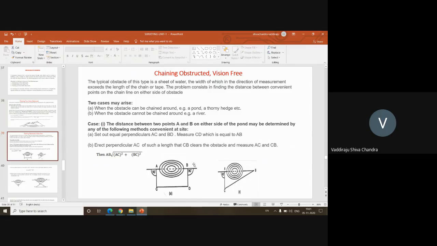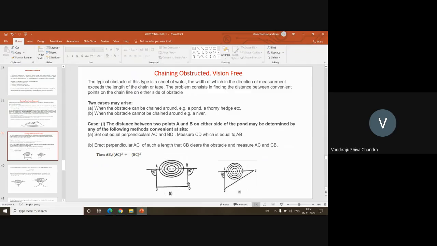Okay, where there is water available in between, I want to determine the distance between A and B, which are on either side of the water. So I'm taking a perpendicular at A and identifying a point C. I'm also taking a perpendicular at B and identifying a point D.